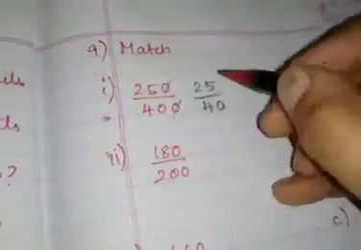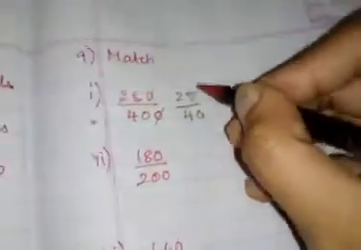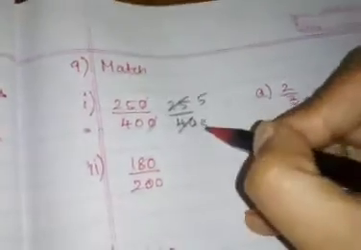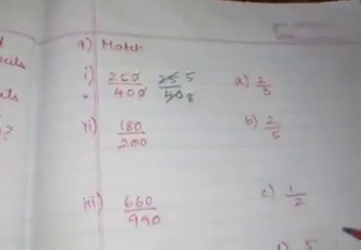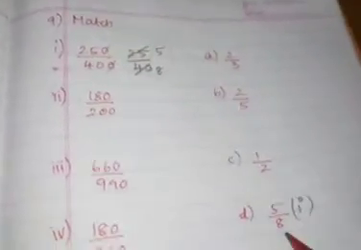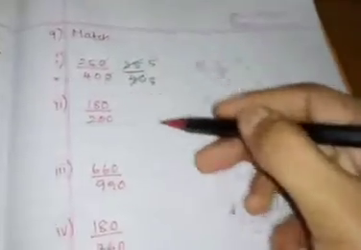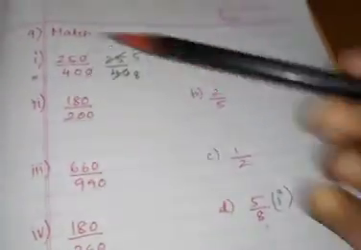Correct? So now can we cancel this in the fifth table? 5 5s are 25, 5 8s are 40. So what are you getting? 5 by 8. So first subdivision is what? Here 5 by 8 it is here. So we are going to match this and this value. So what will you write? You will write here 1. Okay.